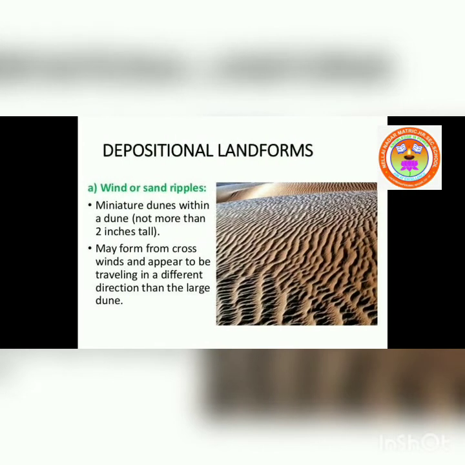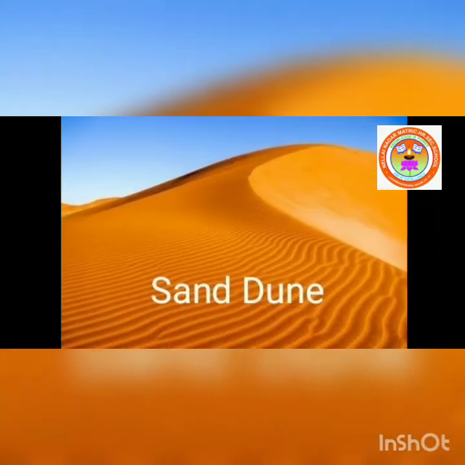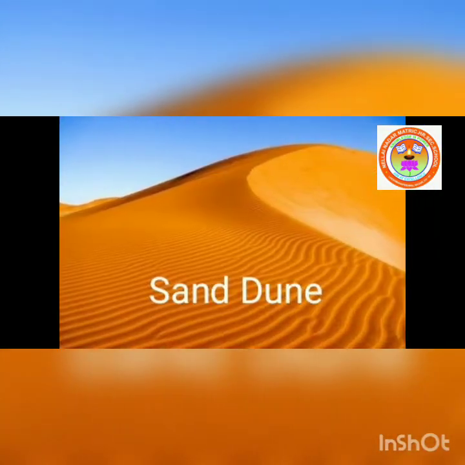Next, depositional landforms of wind. Some of the depositional landforms are sand dunes, barchans and loess. Sand dune. In deserts, during sandstorms, wind carries loads of sand. When the speed of wind decreases, a huge amount of sand gets deposited. These mounds or hills of sand are called sand dunes. There are different types of sand dunes.